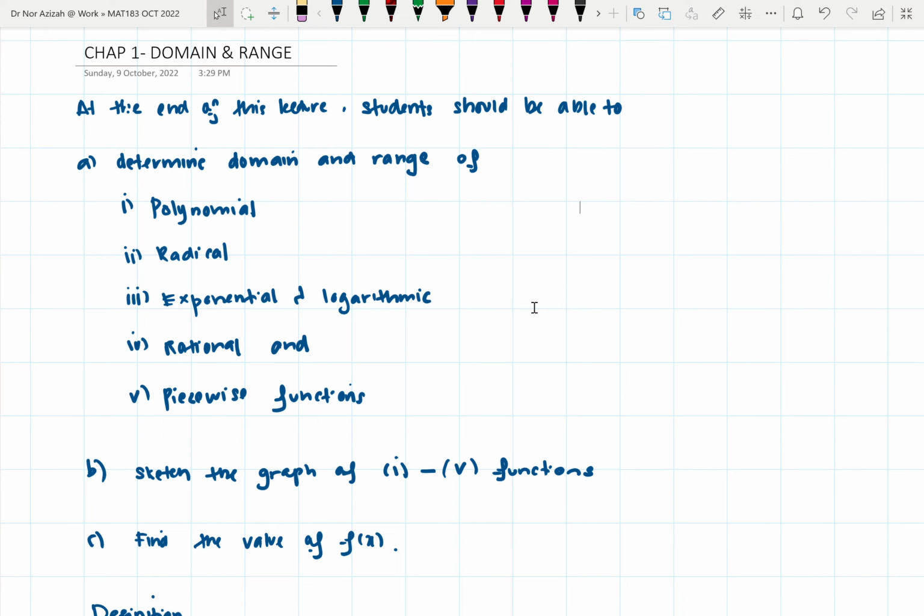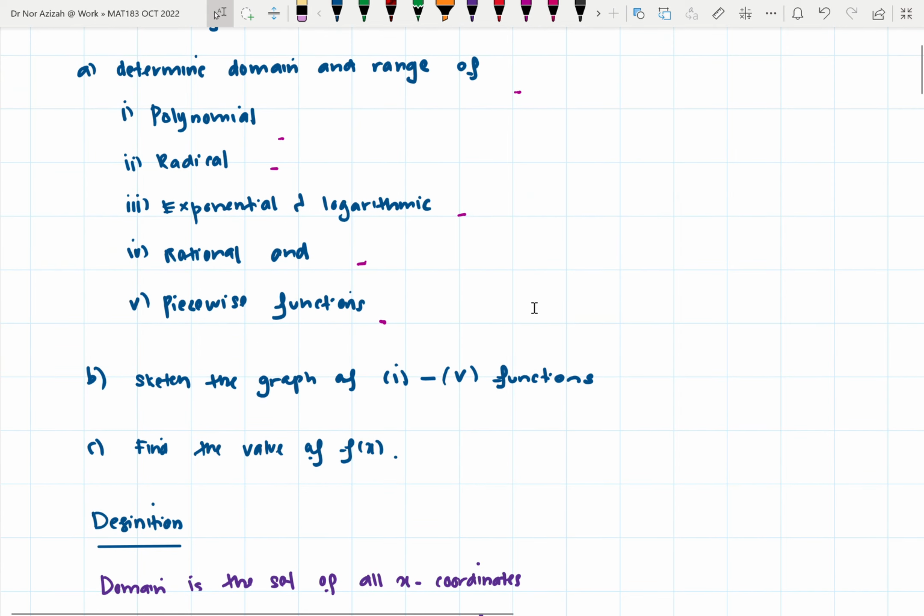At the end of this lecture, students should be able to first determine the domain and range of the polynomial function, radical function, exponential and logarithmic function, rational function, and also piecewise function. Okay, so next you should also be able to sketch the graph of the above functions, and you can find the value of f(x) if given the values of x.